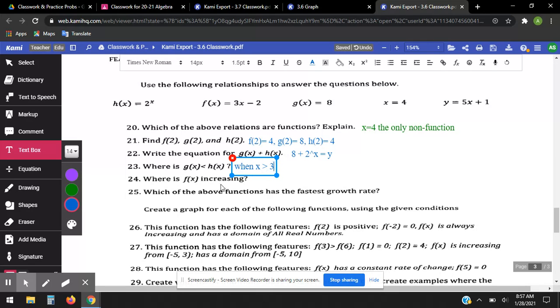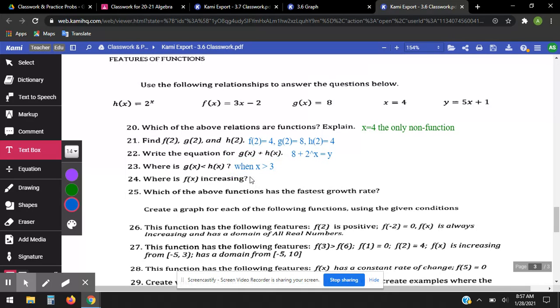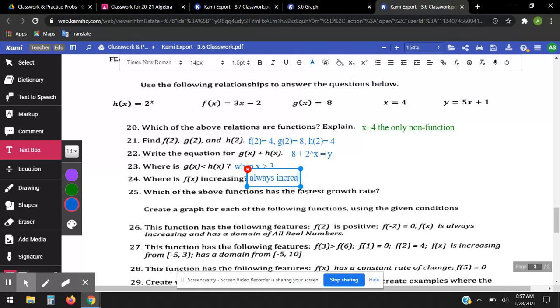Where is f of x increasing? 3x minus 2. Well, if you look at the slope, this is linear. So we know it's a straight line. So it's either always increasing or it's always decreasing. And if we look at our slope, the slope is a positive slope. So that means f of x is always increasing. So it is always increasing.